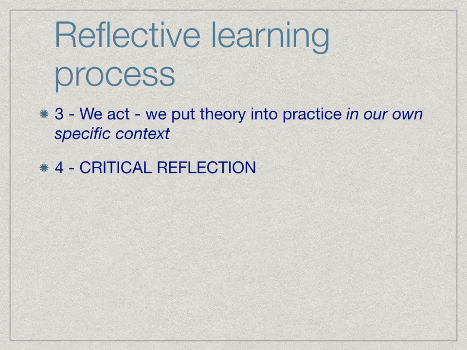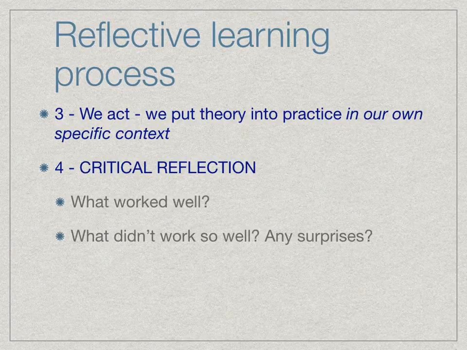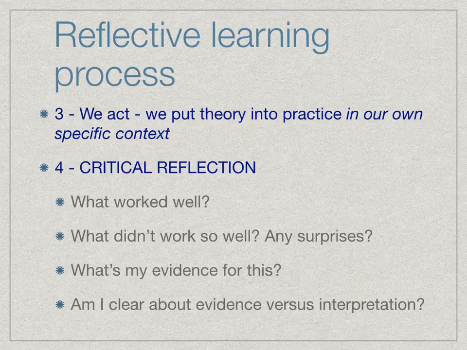The fourth stage, and this is where we now start using some of the educational buzzwords, this is what I mean by critical reflection. So the fourth stage is critical reflection, and we ask ourselves the question, having tried it out, what worked well? What didn't work so well? Were there any surprises? Did I think something was going to happen and something completely different happened instead? And what's my evidence? If I say this worked well, this didn't work well, I need to be very clear about what my evidence is for this, and I need to be clear about the difference between evidence and interpretation.